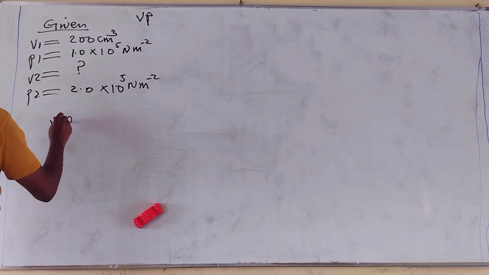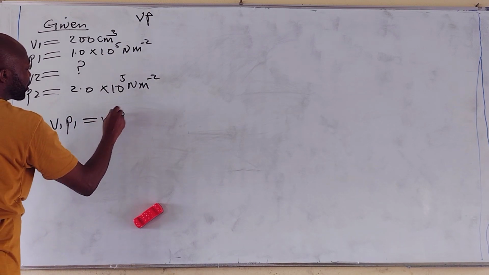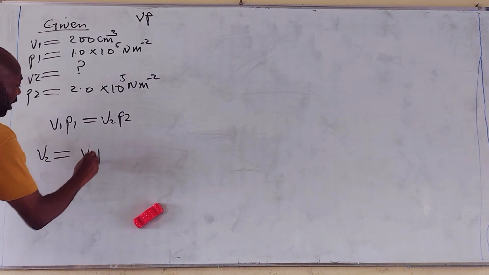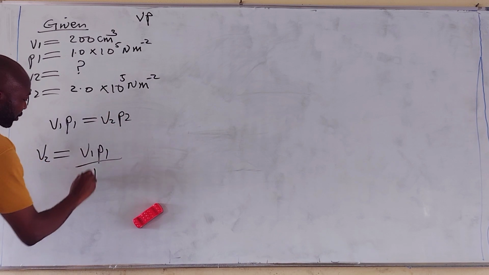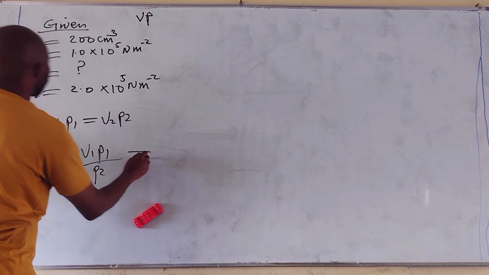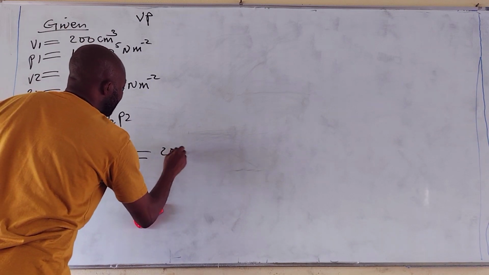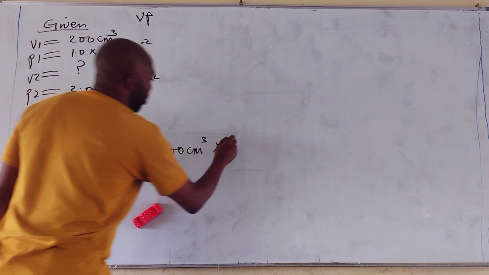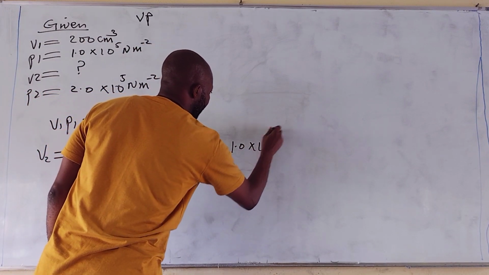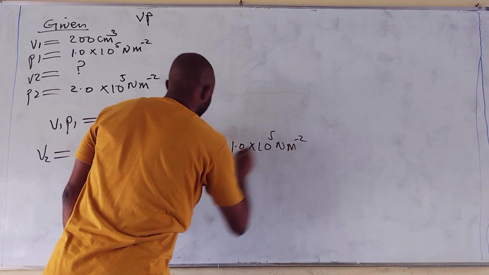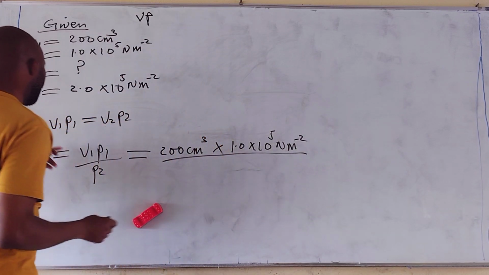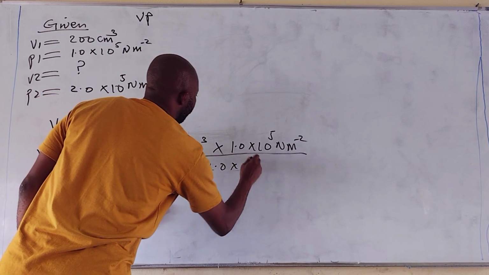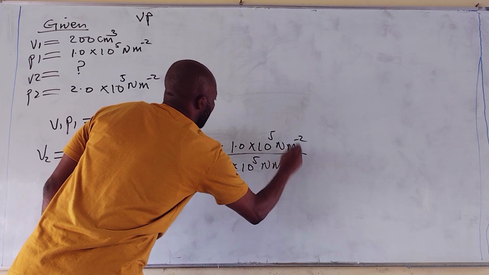Now, V1 P1 is equal to V2 P2. We are looking for V2. So V2 is equal to V1 P1 all over P2. And this is equal to the volume V1, which is 200 cm3, times the pressure, which is 1.0 times 10 raised to the power 5 Newton per meter square, all over P2, which is 2.0 times 10 raised to the power 5 Newton per meter square.